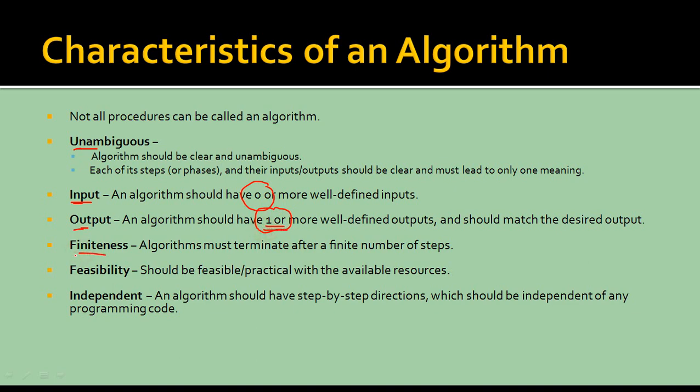Then finiteness means that after some period of time, or after executing a certain number of instructions, our algorithm should stop. Okay, so that is called a finite number of steps. That is finiteness. Then there is feasibility.